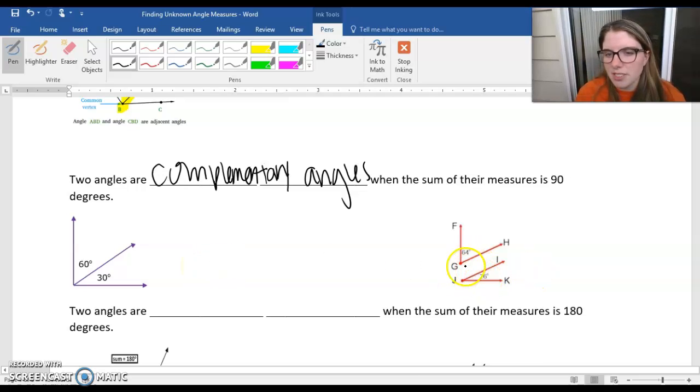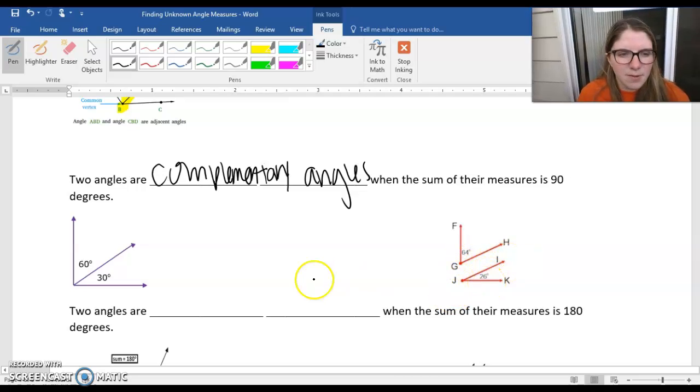These right here would not be adjacent because they don't share a vertex or a side, but they are complementary because 64 plus 26 would be 90.